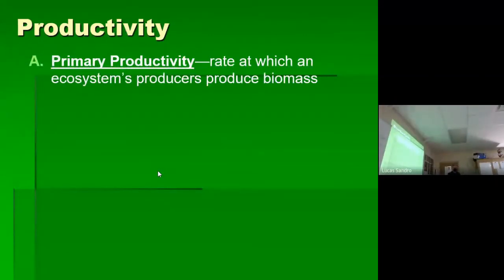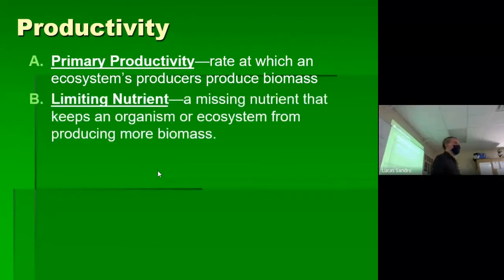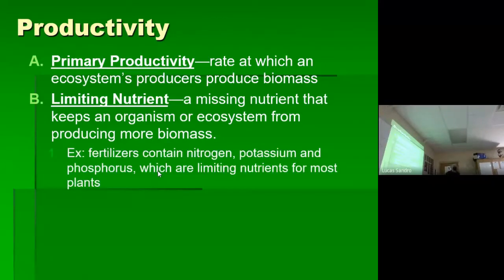We use primary productivity as a term for how fast plants grow in an ecosystem, how fast they put on biomass. And it turns out that a limiting nutrient is a chemical that you could add that'll increase that number. And the limiting nutrient of most plants is the same. It involves nitrogen, potassium, and phosphorus. And so when farmers put a bunch of that on their fields, of course, it increases the nitrogen for the plants and they grow faster.